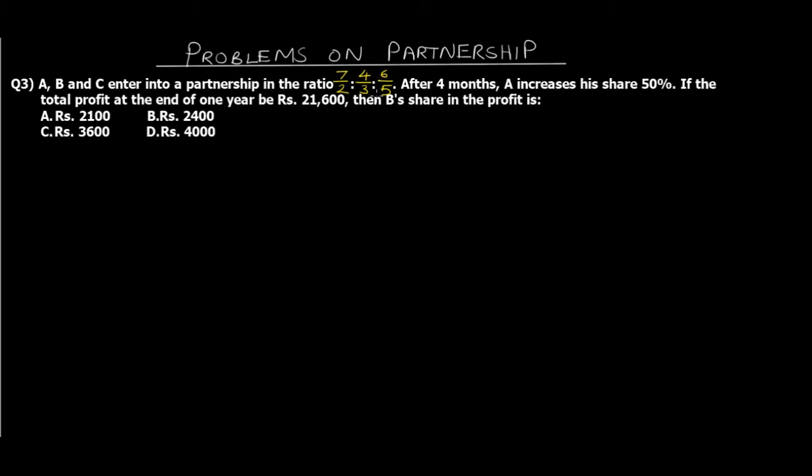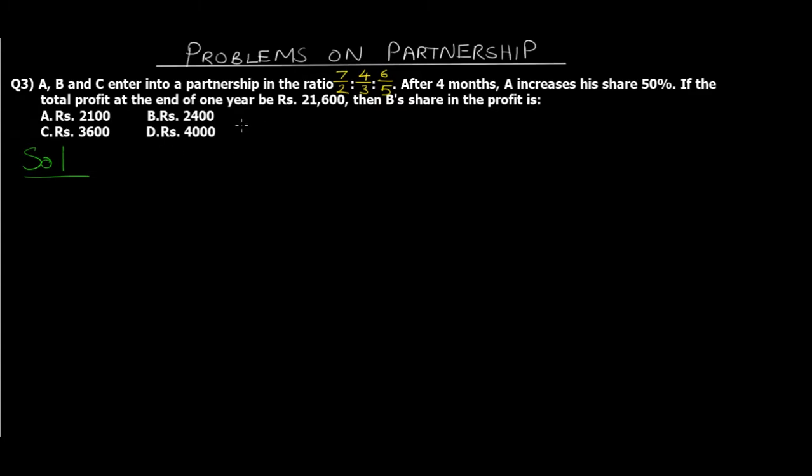Okay, so again, we have 3 people who are entering into a partnership in a certain ratio, which is 7/2 is to 4/3 is to 6/5. But there is a catch over here: after 4 months, A increases his share 50%, which means that this ratio is going to change after 4 months. So for 4 months it is going to be 7/2, but after 4 months we need to calculate his new share, which is going to be 50% more. So if the total profit at the end of 1 year is rupees 21,600, then what is B's share in the profit? Okay, so let's move on with the solution.